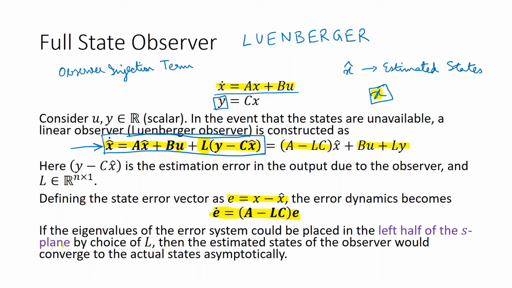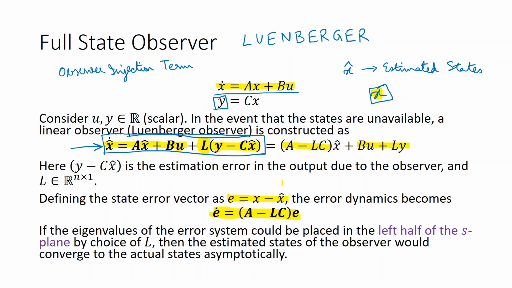So what is your objective then? Your objective is to design L in such a way that A minus LC is a stable matrix. That means it is a Hurwitz matrix, a matrix in which all the eigenvalues are placed in the left half of the S plane. So the question now is whether we can design such an L or not.